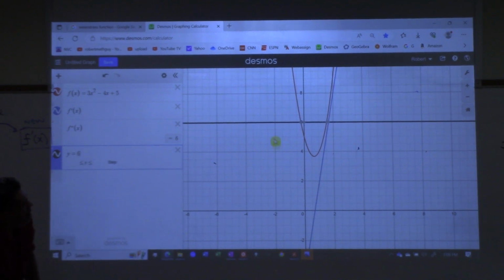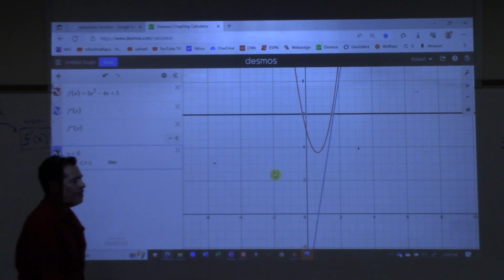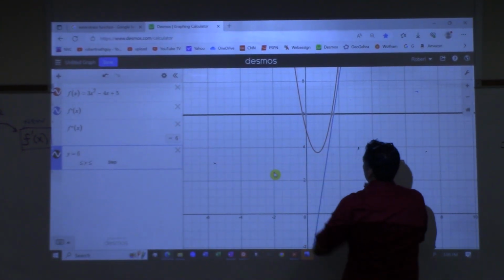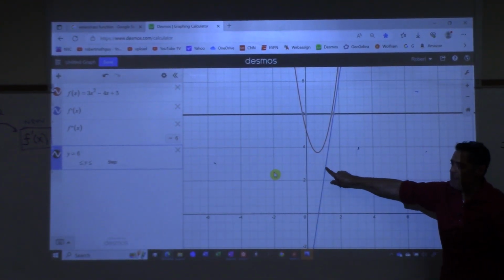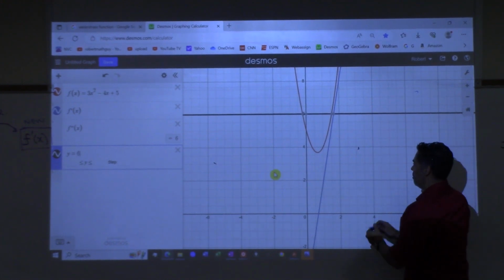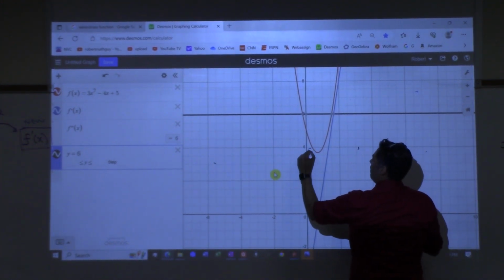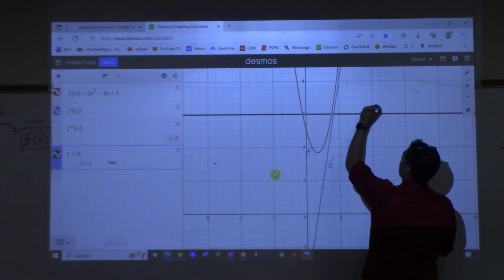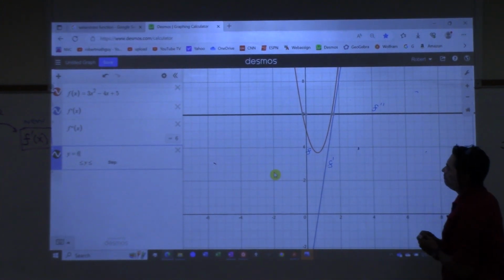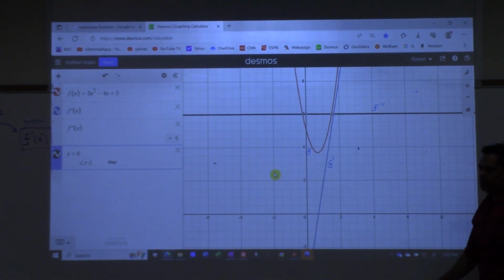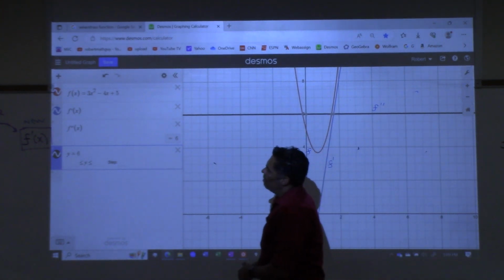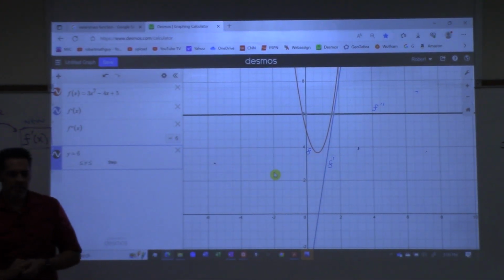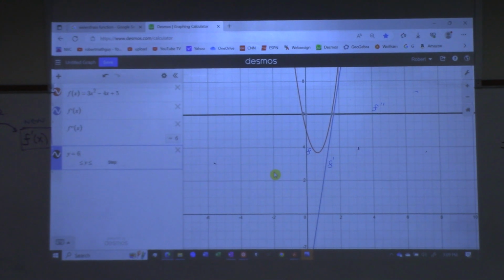So what you see here are the three functions. The original function, the parabola, right? The blue function is the derivative, right? So the red is f, this is f prime, and this is f double prime. Is it a coincidence that it's 6x minus 4 and 6? There's a reason. We're about to see, actually.